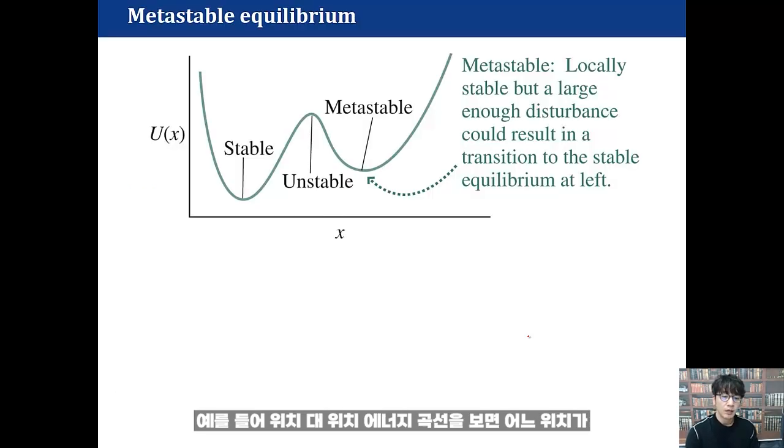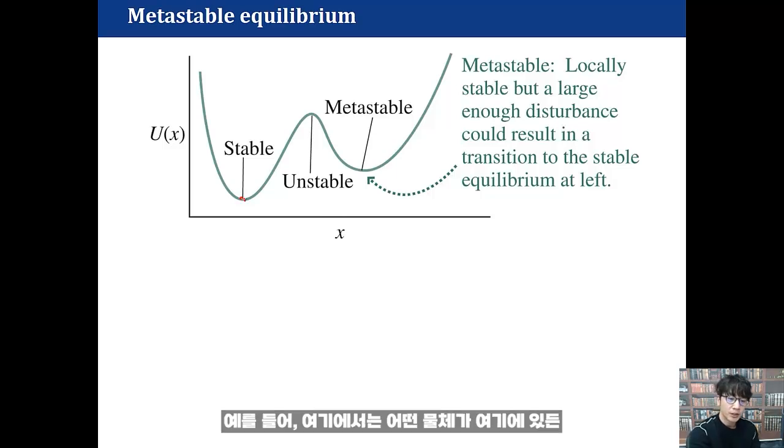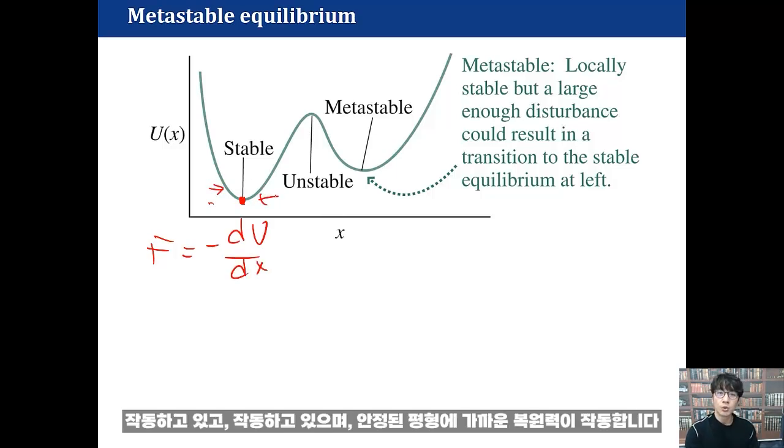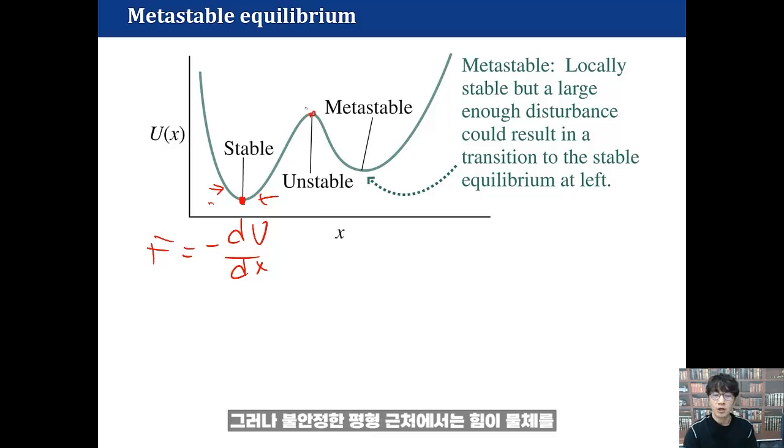So for example, by looking at the position versus potential energy curve, you can determine which position is stable equilibrium and unstable equilibrium. Here it's stable equilibrium because whatever object is here, if you give a force, the force is minus dU/dx, a restoring force that works near the stable equilibrium. However, near the unstable equilibrium, the force moves that object away from the equilibrium.